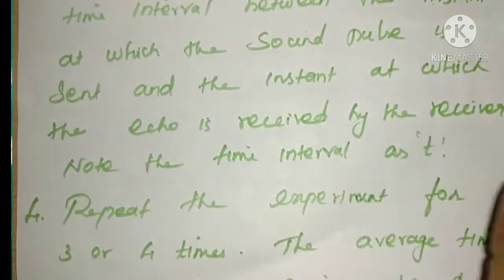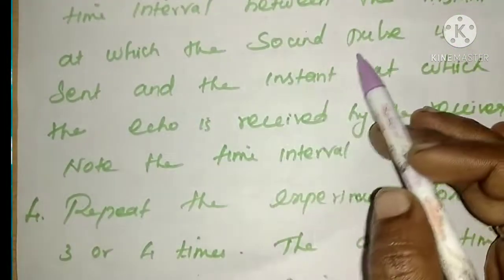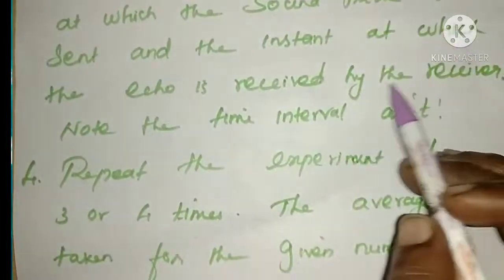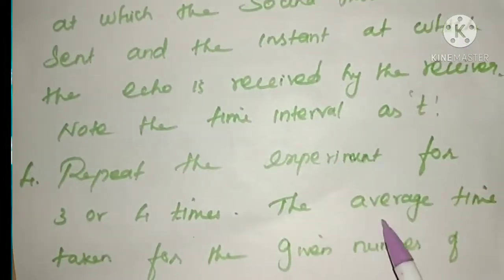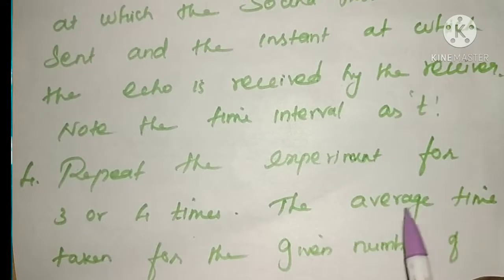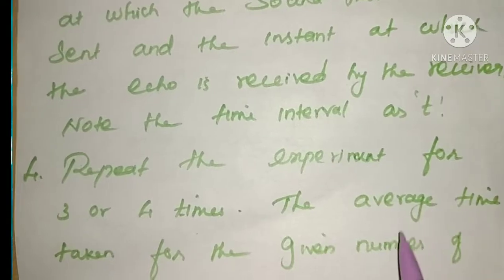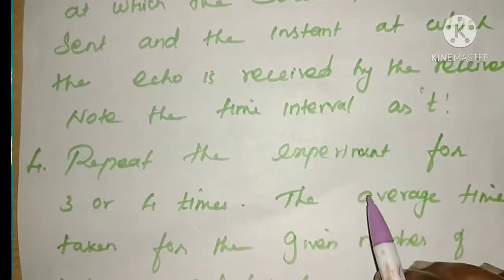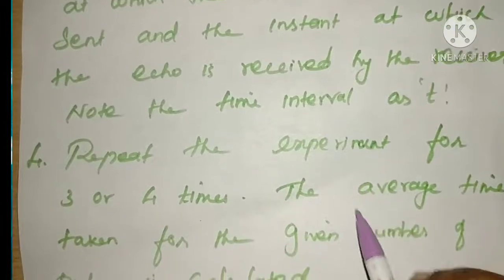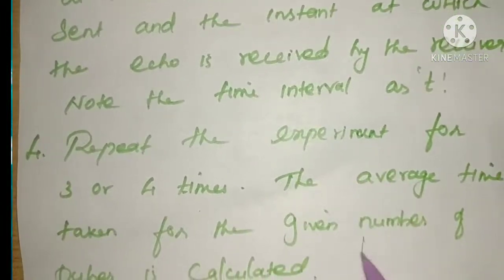Now repeat the experiment for 3 or 4 times. You have to repeat the experiment. Then we have to calculate the average time. The average time interval taken over the given number of trials. From that average we have to calculate the time t.